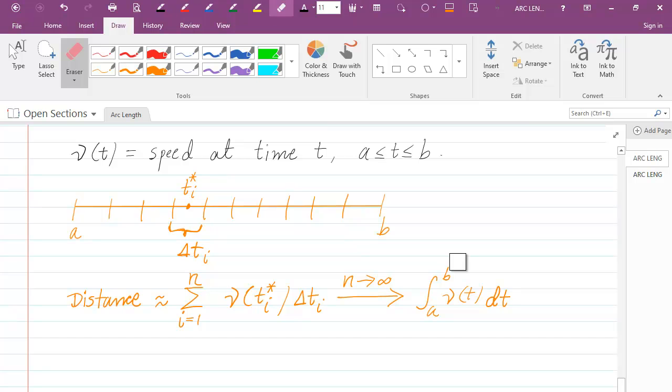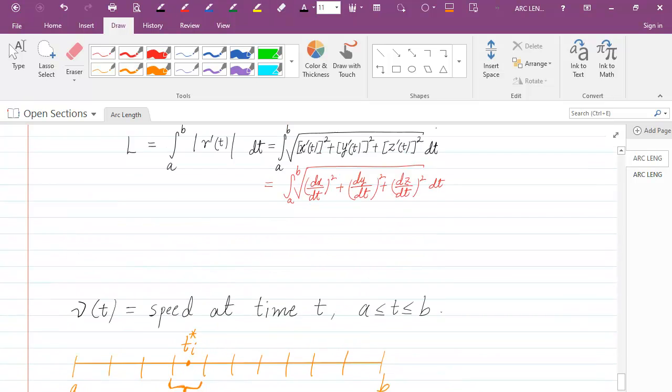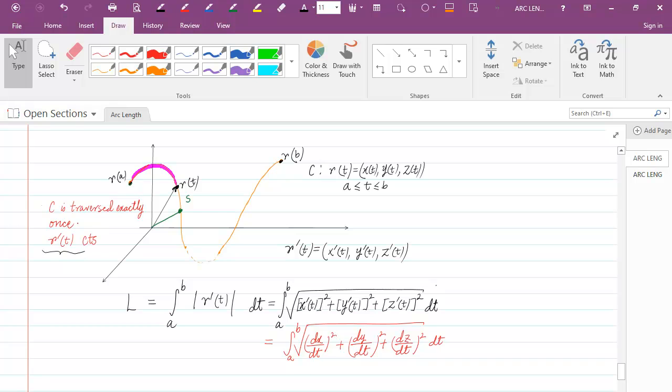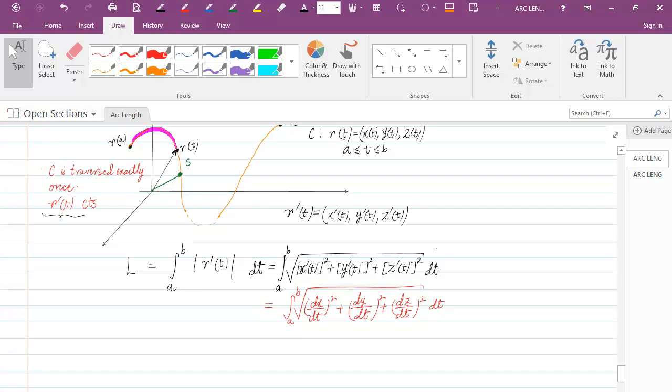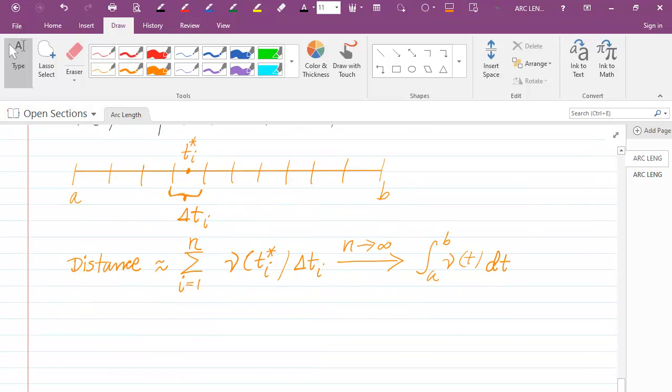Okay, so this is it on finding a formula for the length of a curve, and I will see you in the next video.